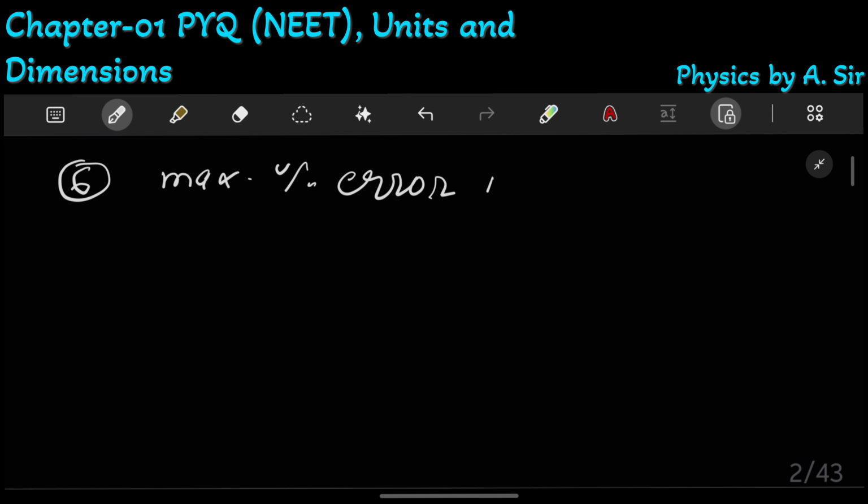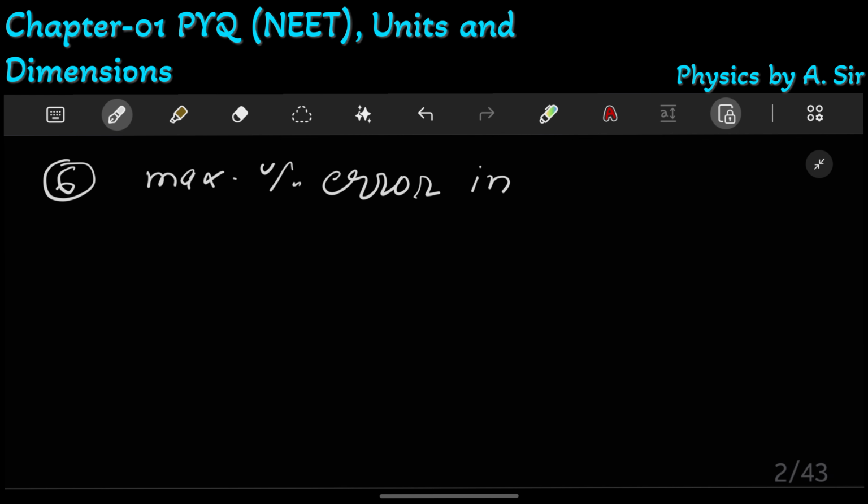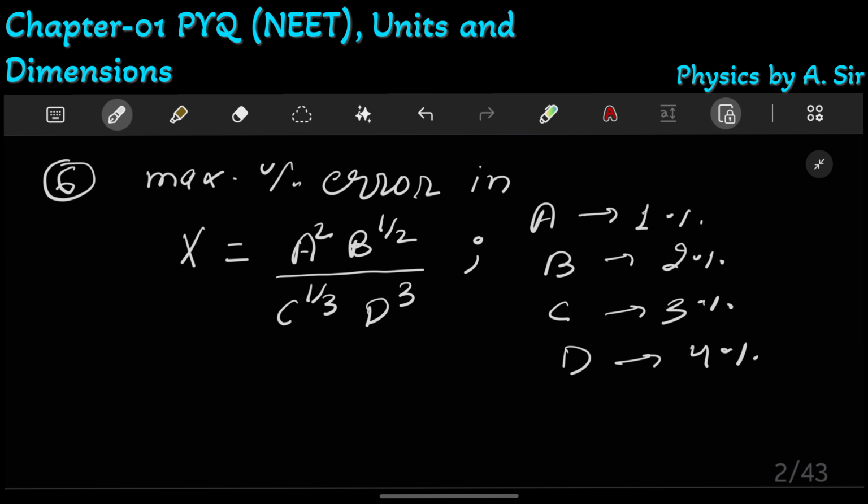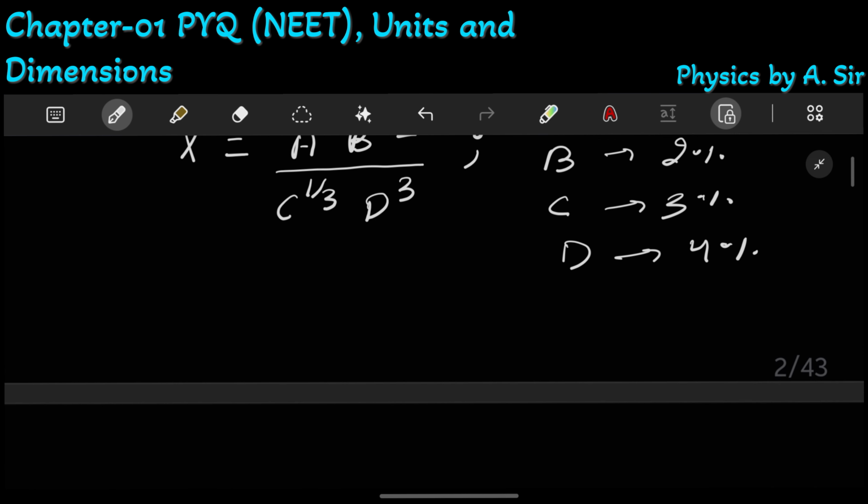Now let's move on to question number 6. So 6 is maximum percentage error in x. We have to calculate the maximum percentage error in x, and the formula of x is a square b to the power 1 by 2 upon c to the power 1 by 3 and d to the power 3. Okay, and errors in a, b, c and d are given as a is 1%, b is 2%, c is 3%, and d is 4%. So these types of questions are pretty common in this type of exam.